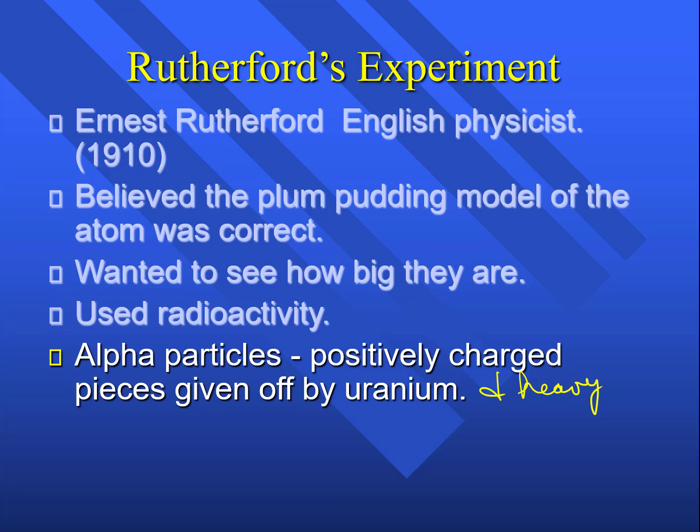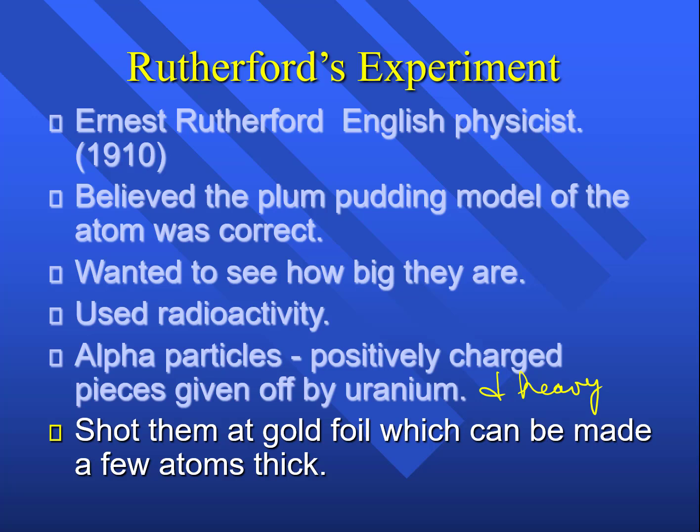So what this gave him was a positive particle he could shoot at stuff. And what he wanted to shoot at was atoms. But he didn't want to shoot at a whole bunch of atoms. He wanted to interact with as few atoms as he could. So he chose gold foil because gold foil can be made just a few atoms thick. It's the most malleable of metals.